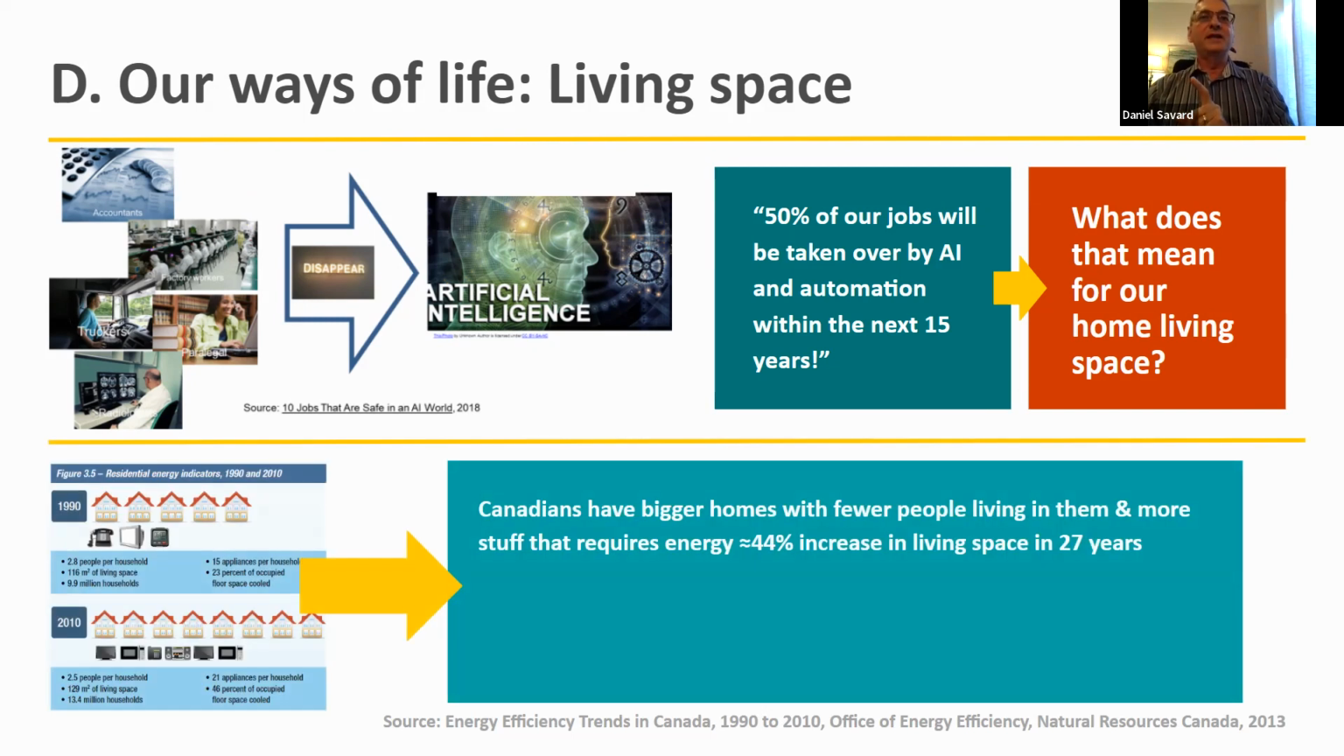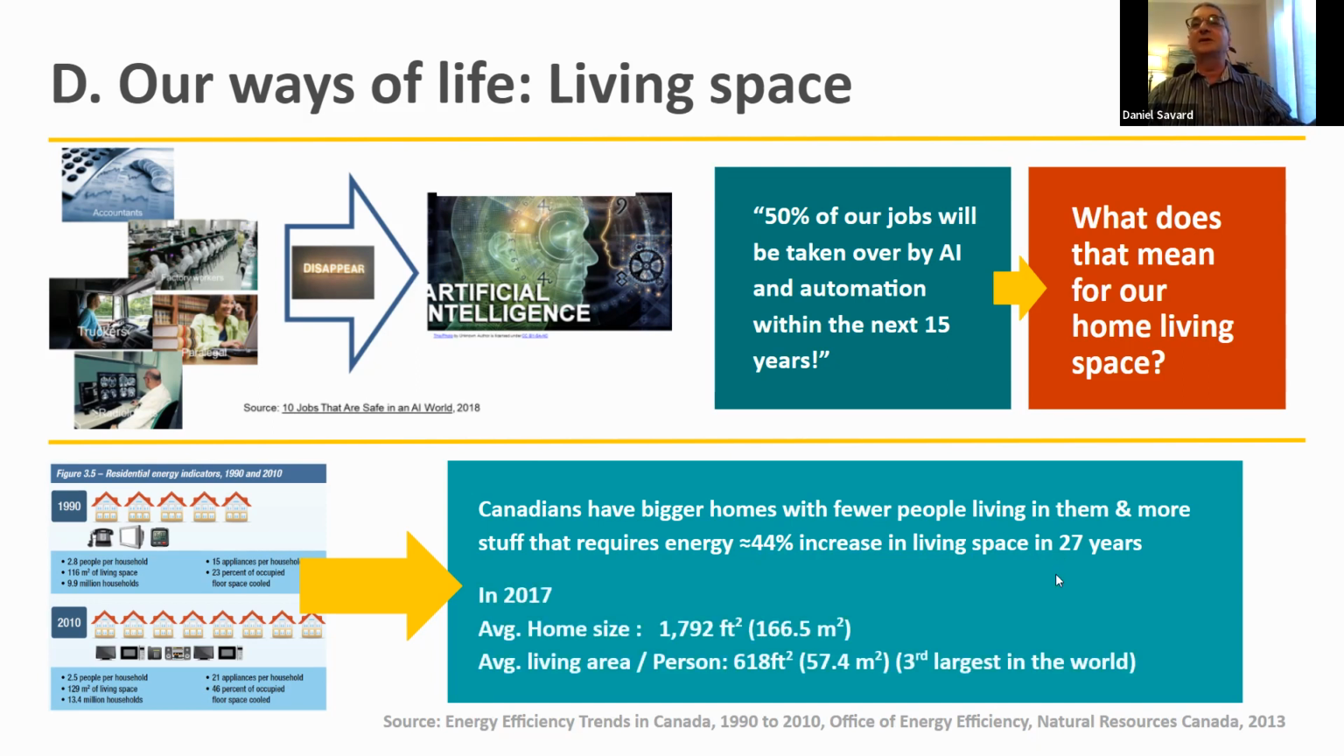In 2010, there was a study about what was done in 1990 and how much space people were living in their house and how much square footage they needed. What we have seen since 1990 is that Canadians have bigger homes, fewer people living in them, and more stuff that requires energy, to the extent of a 44% increase in living space between 1990 and 2017.